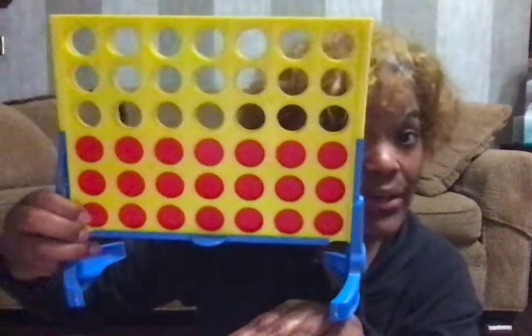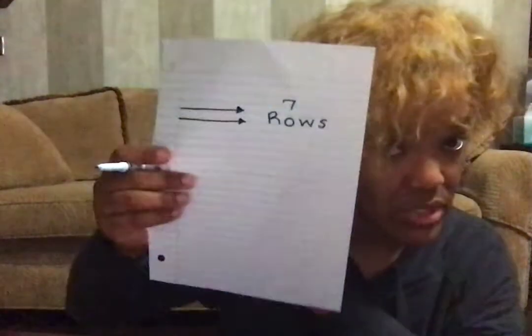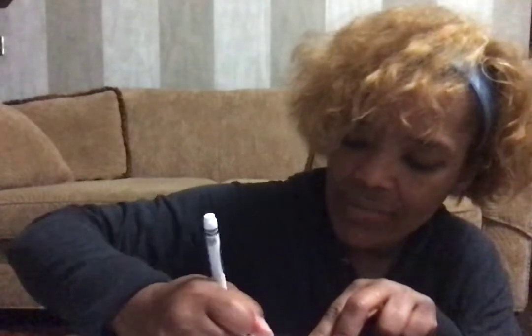How many checker pieces do I have? Well, I could just count them. I can just write it down real quick. I have 7 columns and 3 rows. I wonder how many checker pieces I have if I have 7 columns and 3 rows.